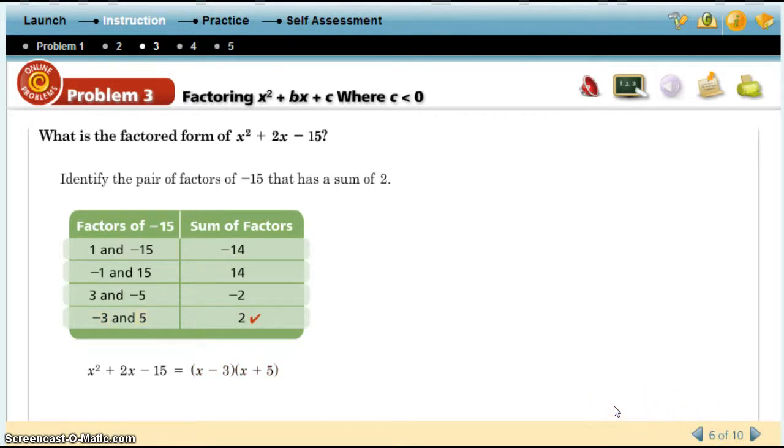So the factored form of x squared plus 2 times x minus 15 is the quantity x minus 3 times the quantity x plus 5. Now notice this is very important, because if you use a positive 3, if you put a plus sign here and a negative sign in front of the 5, a subtraction sign, you're going to get negative 2. So you have the right number but the wrong sign. So you have to be very careful that you use the correct sign with the number that you've chosen for your factors. So always be very careful when you set that up.